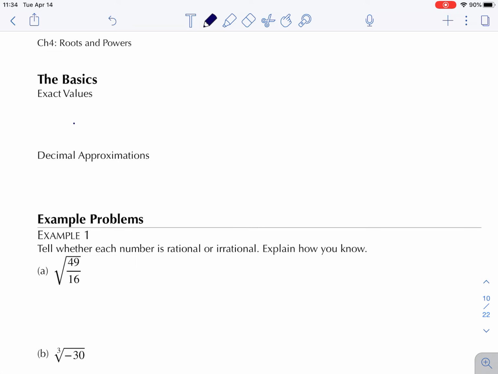And an exact value is something like square root 2. That is an exact mathematical value, and we call this a surd. That's the proper name for it. When an exact value of a radical is shown on the paper, it's called a surd. The decimal approximation is 1.41.